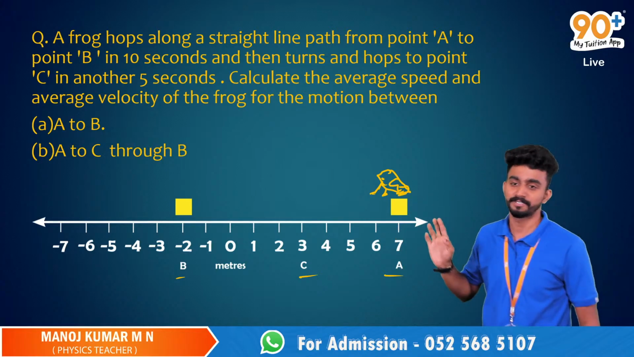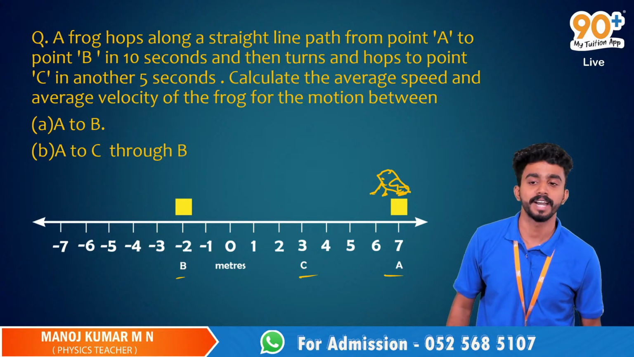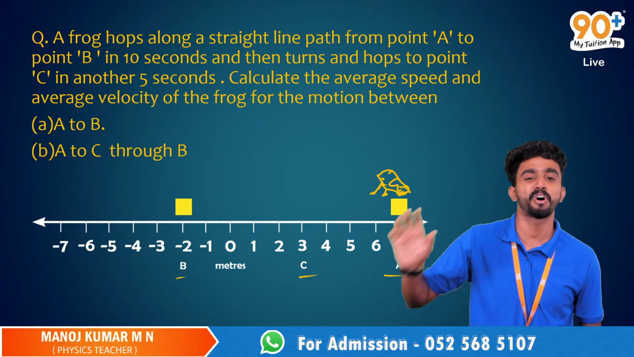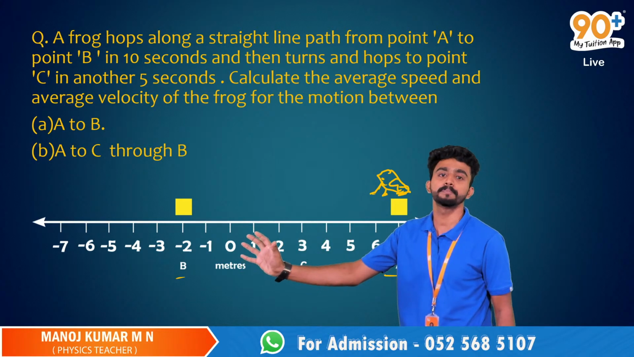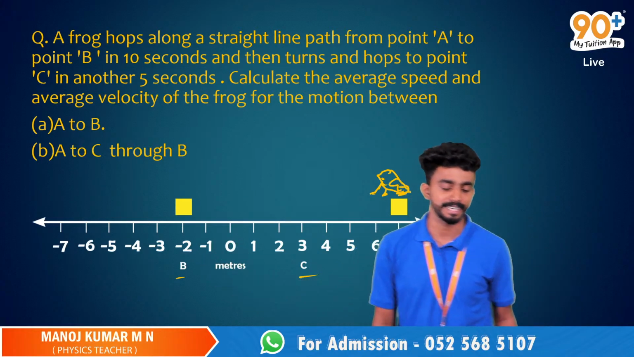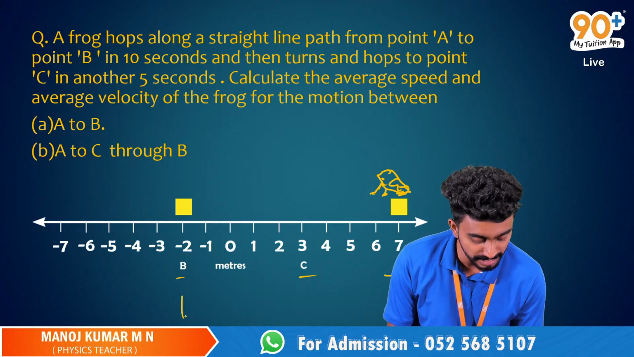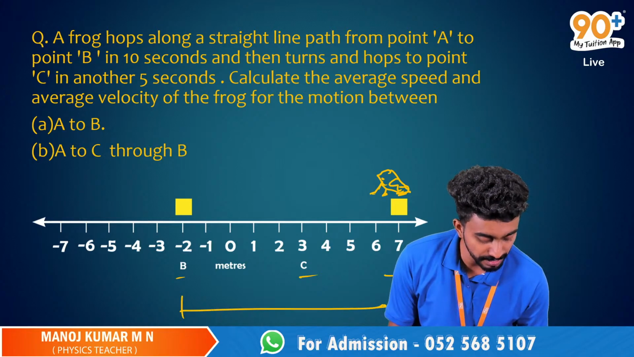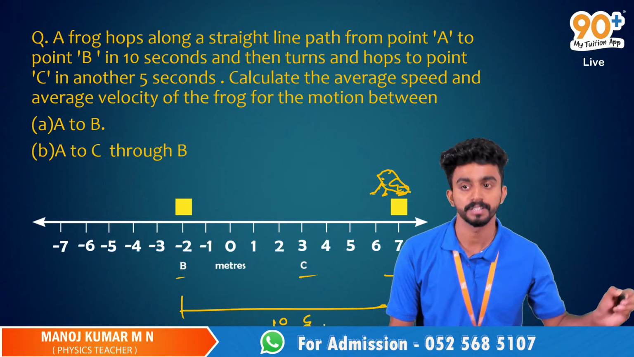Fine. Then it's fine. So guys, over here what is happening? This frog is hopping along a straight line path, right? From point A to point B in 10 seconds. So from point A to B, let's consider the time taken as 10 seconds. Okay?